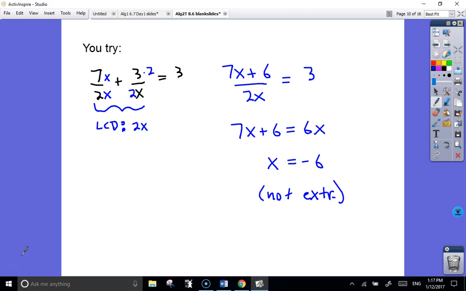Should have been negative 6, right? The least common denominator was 2x, right? Because of 2 and x. So this one you multiply by x over x, the first one, the second one by 2 over 2, which should have given you 7x plus 6 over 2x equals 3. And it's not really even cross multiplication, just multiply both sides times 2x, and there you get it.